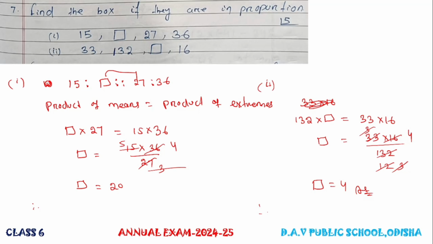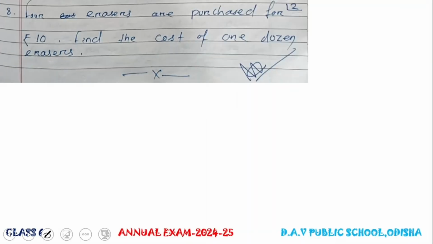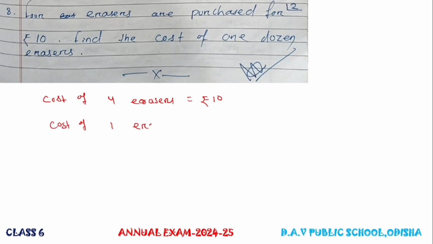Clear? Next question. The last question. 4 erasers are purchased for 10 rupees. Okay, write down. Cost of 4 erasers equal to 10 rupees. So we can find cost of 1 eraser. Yes or no? Because it is unitary method. That is 10 divided by 4 equal to 5 by 2 or simply 10 by 4.